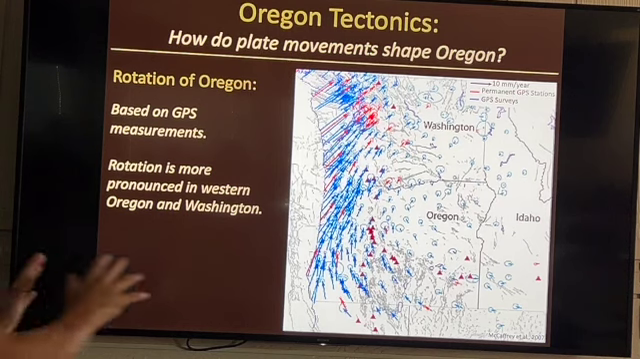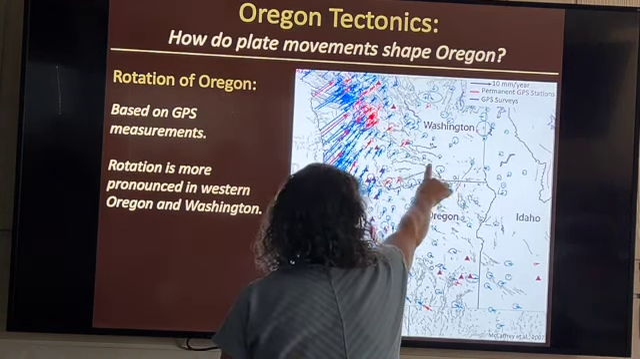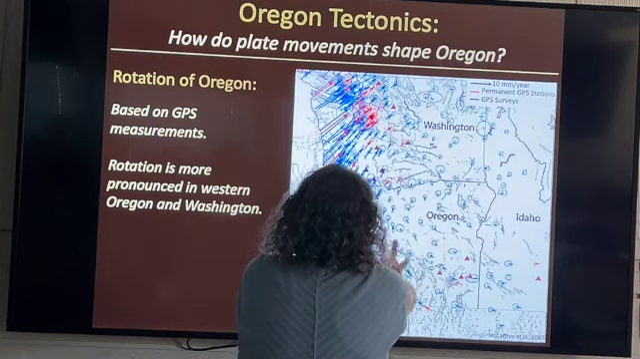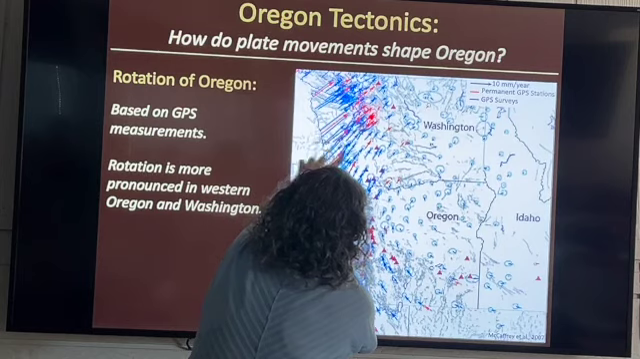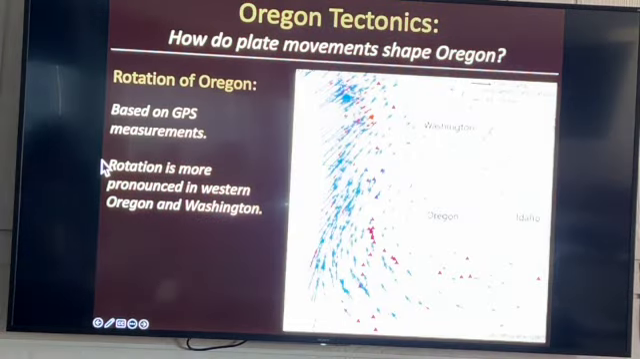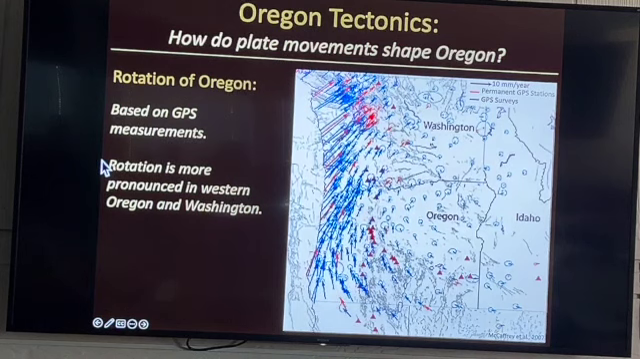So you can see that this rotation is kind of centered somewhere around here, and this clockwise rotation has occurred for millions of years, which means there's more rotation here on the coast of Oregon and Washington. Less in southern Oregon, more in northern Oregon, and even more in Washington. Less as you go east, less rotation as you go east.